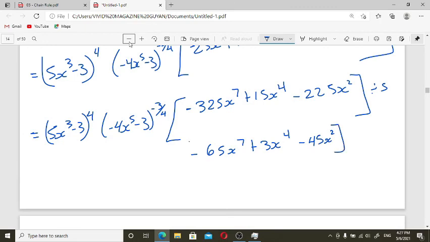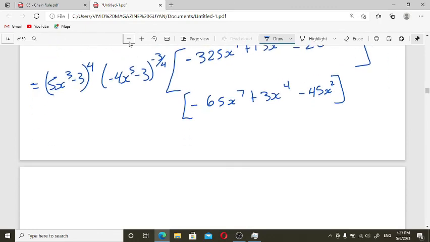So I divided everything by 5, so I'm left with that. So yeah, you write out this line properly: 5x cubed minus 3 to the 4th, times minus 4x to the 5th minus 3 upon 4. Now looking at, what did I do? No, it's right. Oh my gosh.